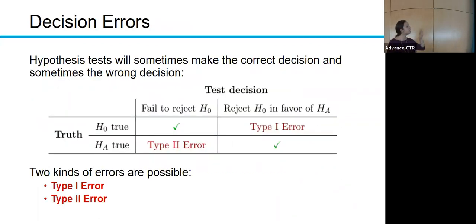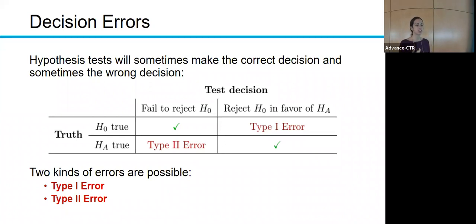So I alluded to this concept when I was talking about the analogy between the US criminal justice system and hypothesis tests. Unfortunately, our hypothesis tests are not always going to be perfect. Sometimes we're going to make the right decision, and other times we're going to make the wrong decision. So as I mentioned, if the true state of things is that the null is true and you fail to reject the null, then you did a great job because you got it right.